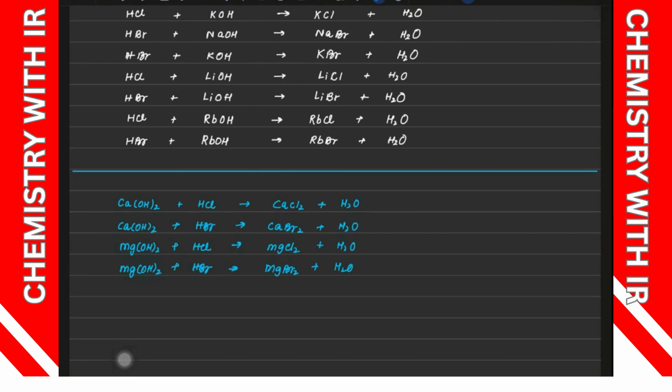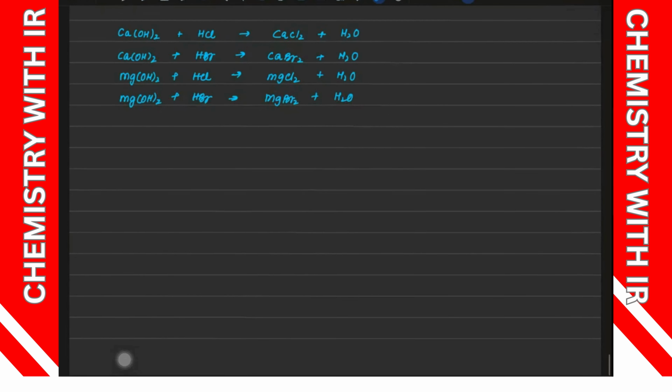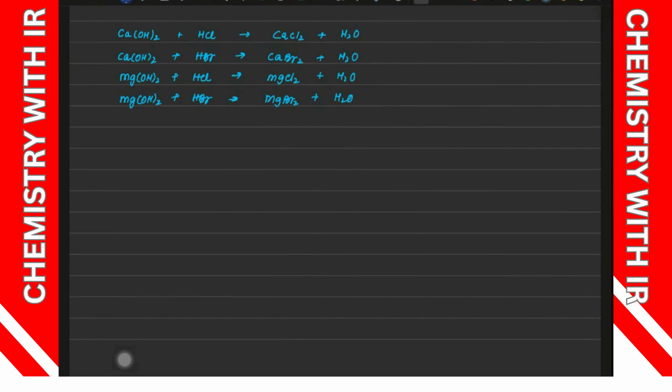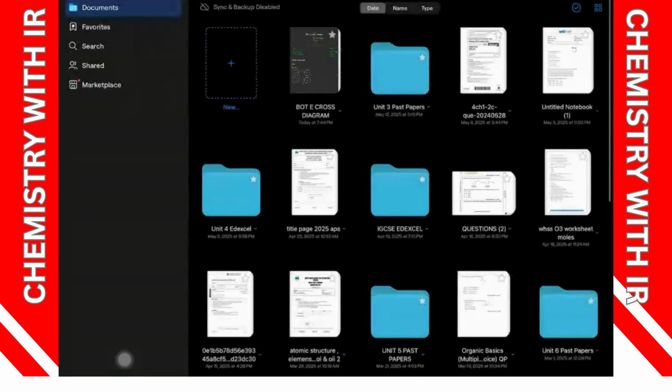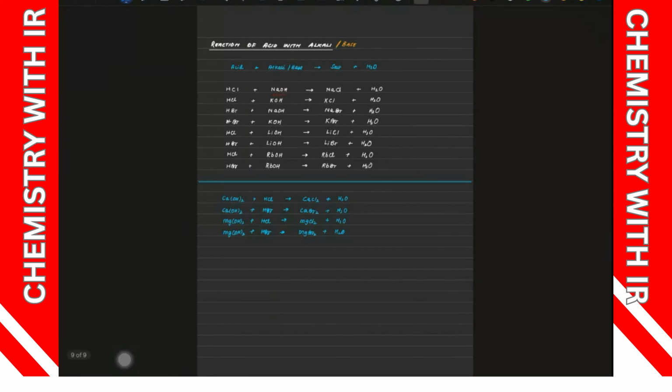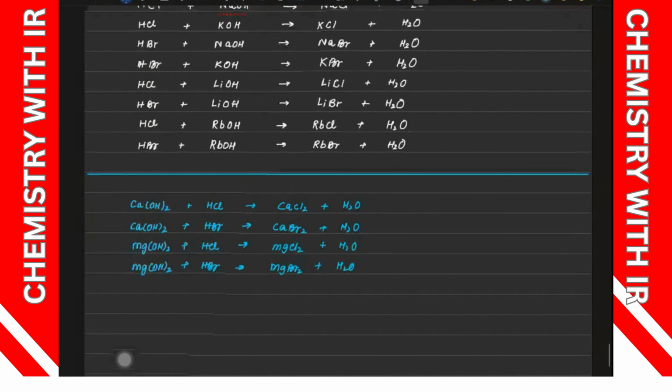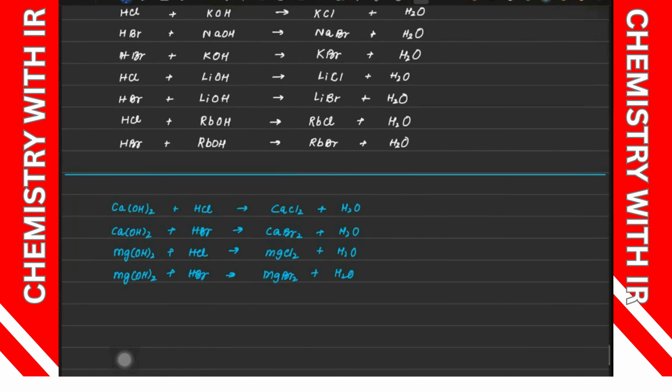You can take any of the hydroxides. I'm talking about group 2. The product would be the same. Or you can take any other acid. You can take H2SO4 rather than HCl. You can take HNO3, just like I used in the metal plus acid reaction.